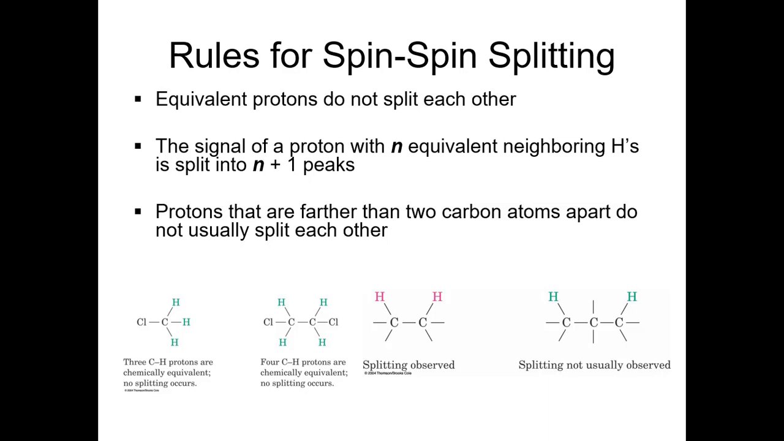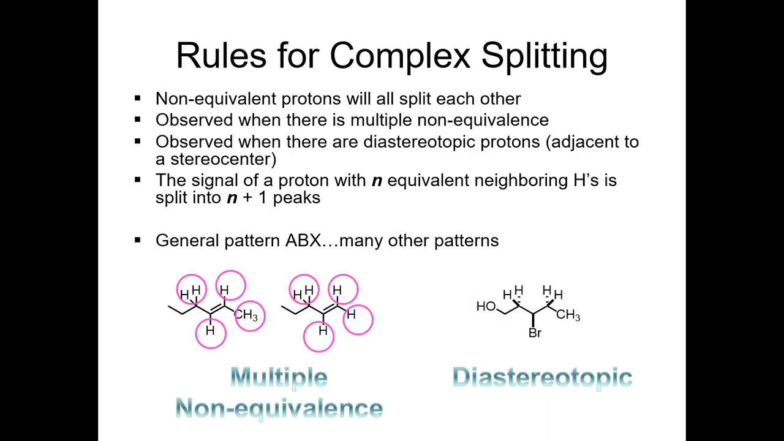All right, so if you remember the rules for spin splitting, we use the n+1 rule. And then I'm going to talk now more about this complex splitting. If you look down where it says multiple non-equivalents, you'll notice that on those alkenes, all of the protons that are circled are actually non-equivalent. And so because of that, they're able to split with one another.